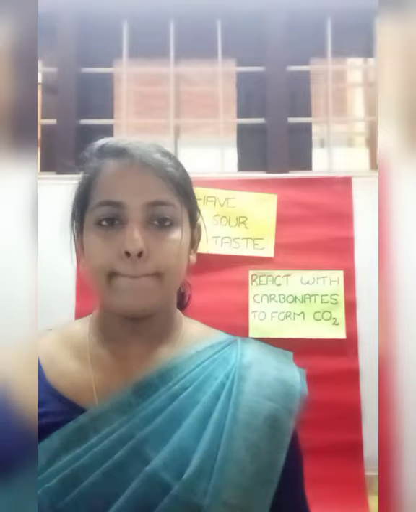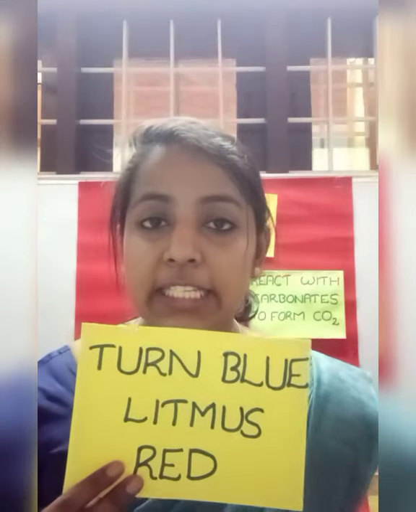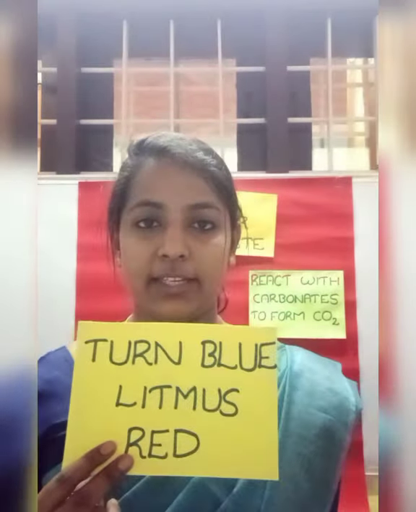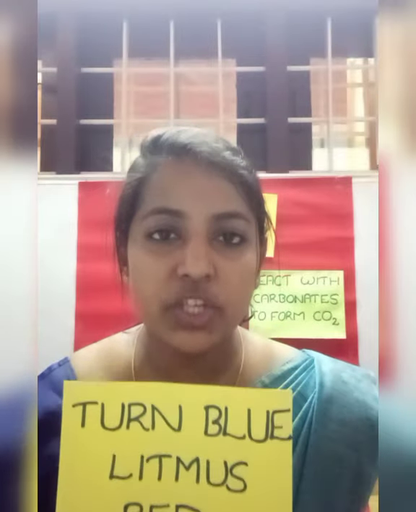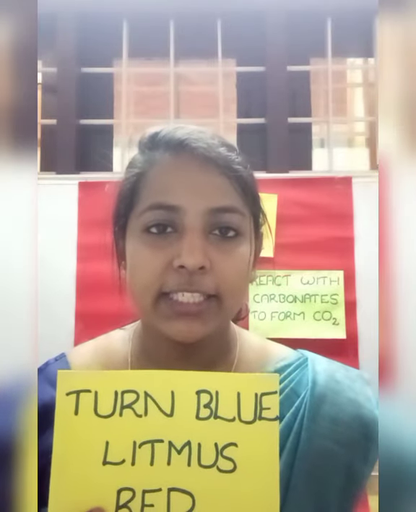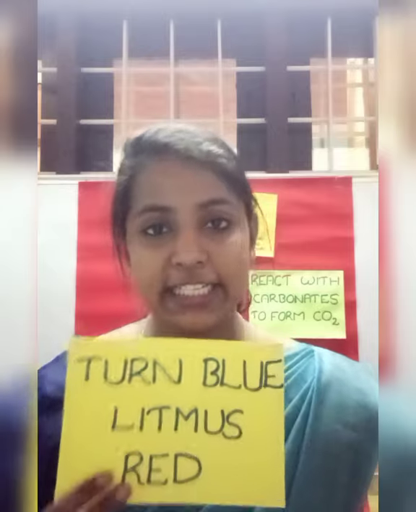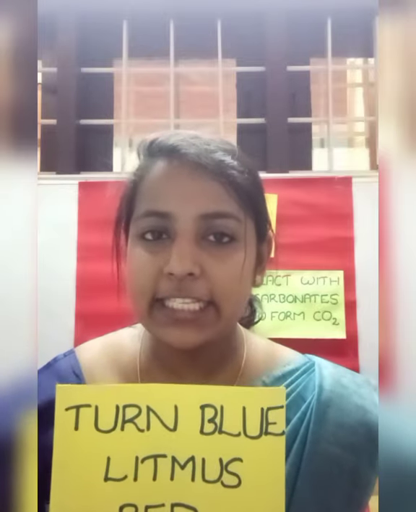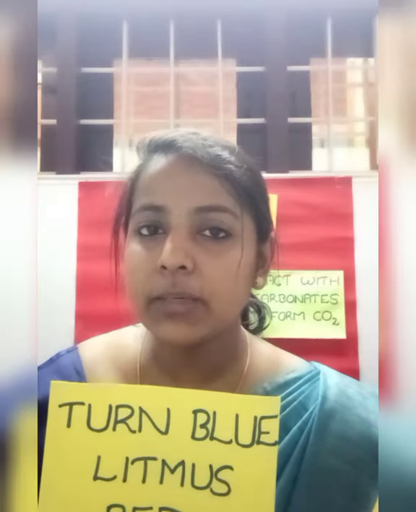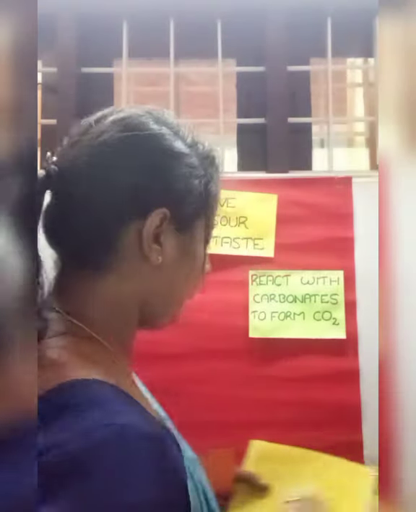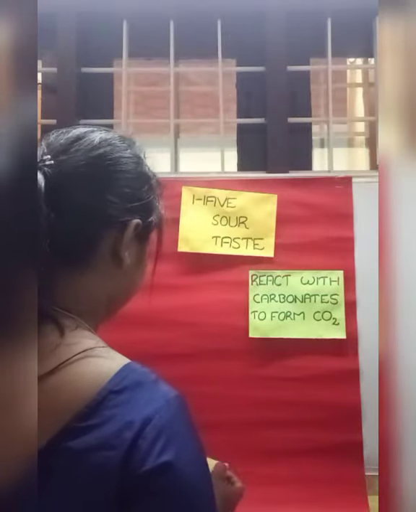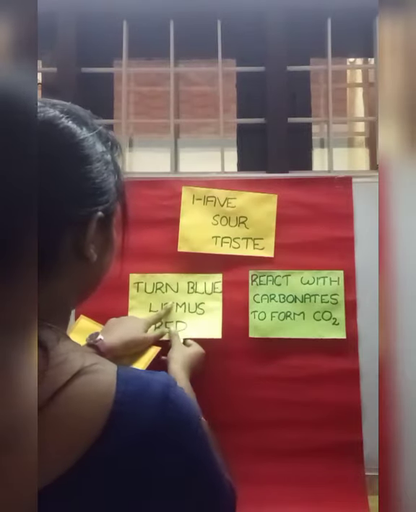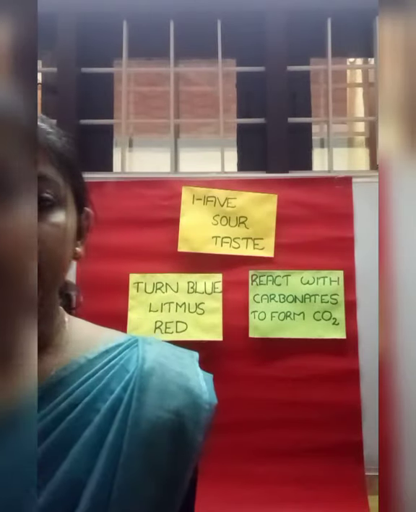Now, turns blue litmus red. This is suitable for which type of solution? Yes, acidic solutions like vinegar and lemon juice, right? So, acid turns blue litmus red. So, we can stick it here. Here it is.